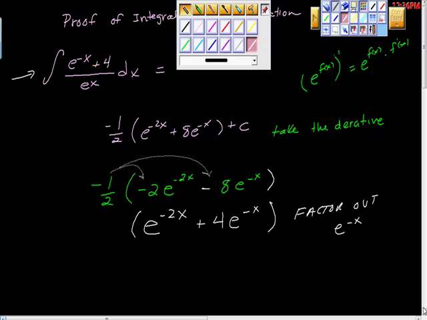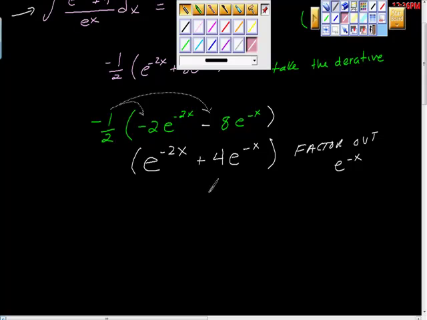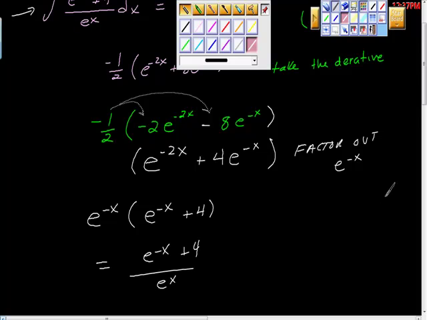And if you did that last problem with this, you see where all this came from. But take out e to the negative x times e to the negative x, right? e to the negative x times e to the negative x is e to the negative 2x, isn't it? Plus 4. Right? And a negative exponent goes down, doesn't it? So we can cure this exponent here. So this is equal to e to the negative x plus 4 all over e to the x.